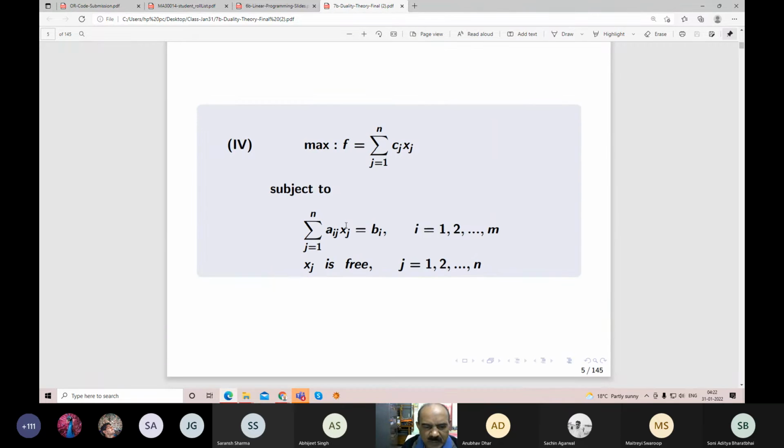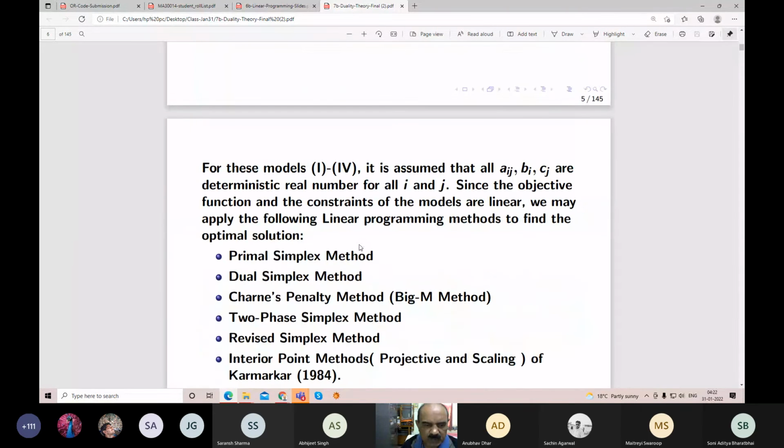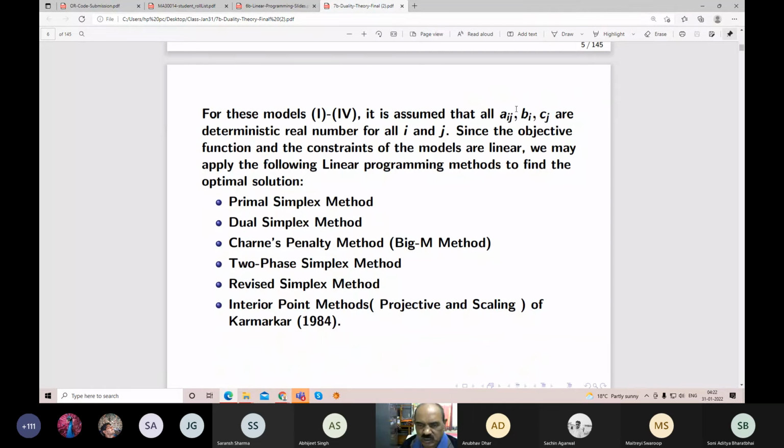Now the fourth model. In the fourth model, the constraints are equality type and variables are also free. So these four models we would like to derive mathematically. There are four models. We assume all Aij, Bj and Cj are deterministic, real numbers, and the objective function and constraints are linear.